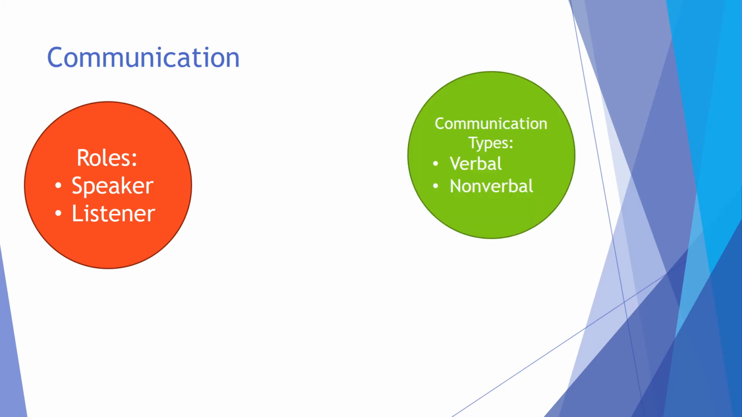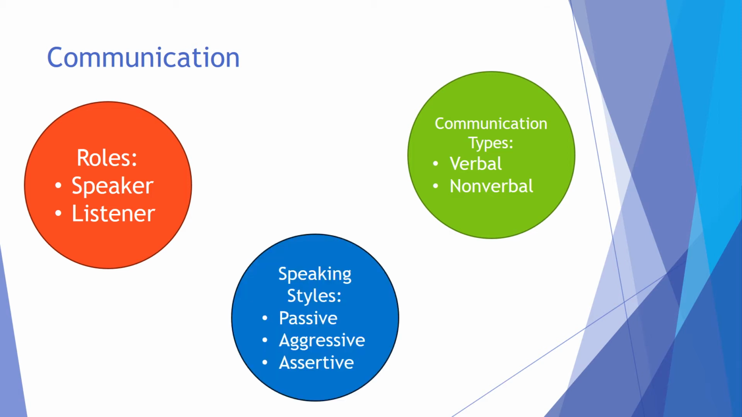There are also two types of communication, verbal and nonverbal. Verbal communication consists of the words you say, whereas nonverbal communication is made up of everything else. Nonverbals can include facial expressions, body language, and tone of voice. All of these can cause your verbal message to be interpreted in different ways. There are also three speaking styles that all have different characteristics, and they are passive, aggressive, and assertive.